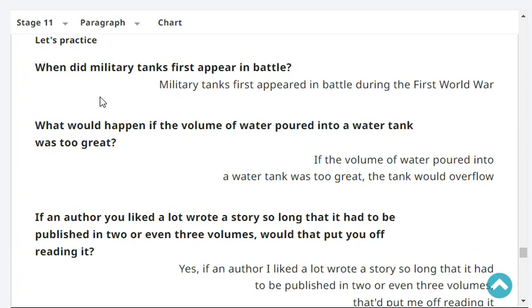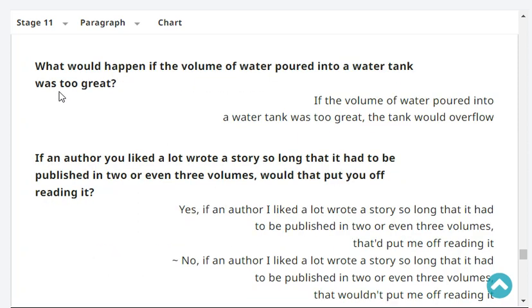If an author you like a lot wrote a story so long that it had to be published in 2 or even 3 volumes, would that put you off reading it? Yes or no? No. If an author I liked a lot wrote a story so long that it had to be published in two or even three volumes, that wouldn't put me off reading it. Very good.